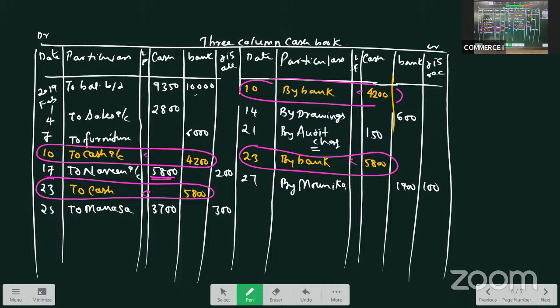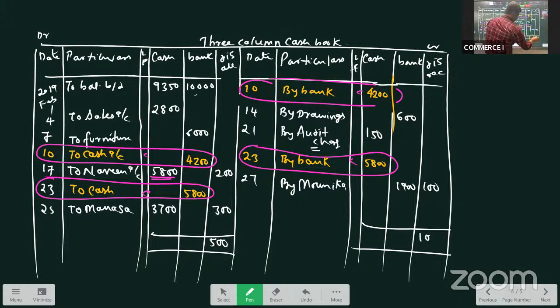Shall we do the balancing part? Yeah. Discount columns, we don't do balancing. We'll write the total as it is on either side. So 500 on the debit side, 100 on the credit side. Right? Now see the total on the debit side.